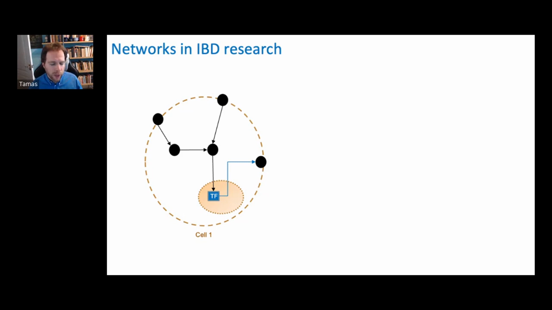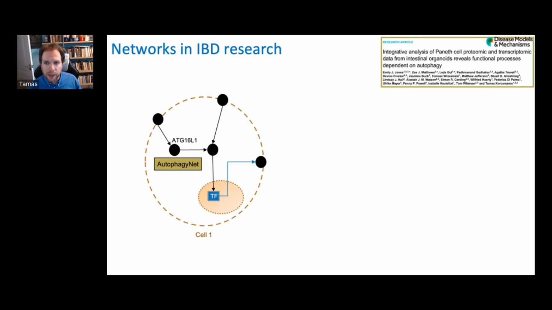We reconstructed the cellular signaling network for human and for other model organisms as well. I'm going to show some of the resources we did. One of them was related to autophagy, and we were interested in how ATG16L1, a major autophagy gene implicated in Crohn's disease, is being regulated. We created a comprehensive autophagy resource called AutophagyNet. And in the project I mentioned before, we combined the proteomics and transcriptomics data to validate the role of ATG16L1.